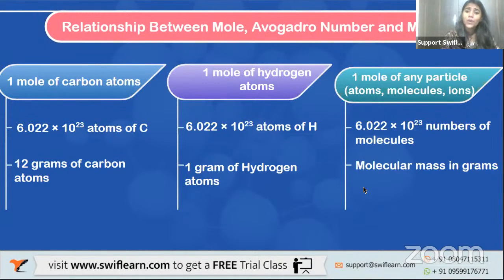Clear? So we could sum up by saying that 1 mole of any particle, whether it is atoms or molecules or ions, anything, is equal to 6.022 into 10 raised to 23 particles, and the molecular mass in grams. Okay, we use grams, which will vary. For different elements, different masses are there, so this would vary. Clear?